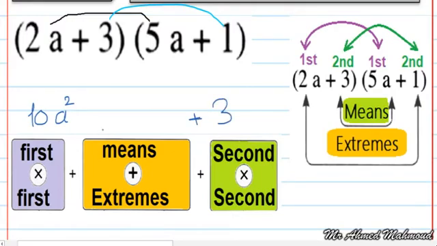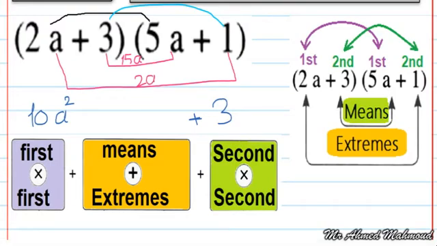In the middle term, I'm going to multiply the means together. The means means the inner terms. 3 times 5a equals 15a. And the extremes together. 2 times 1 equals 2, and drop down a. Finally, I'm going to make them plus. 15 plus 2 equals 17. Then the final answer will be positive 17a.